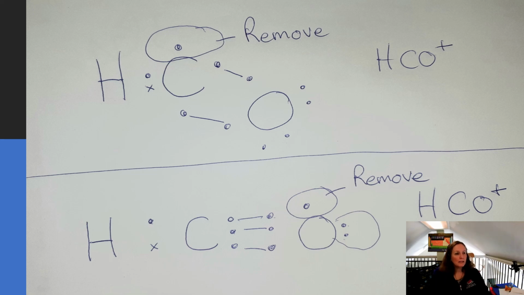So what happens is you can't have just HCO. The electron number does not balance out. But you can have HCO positive, which means it has one more proton than the number of electrons. So it means we have to remove an electron.